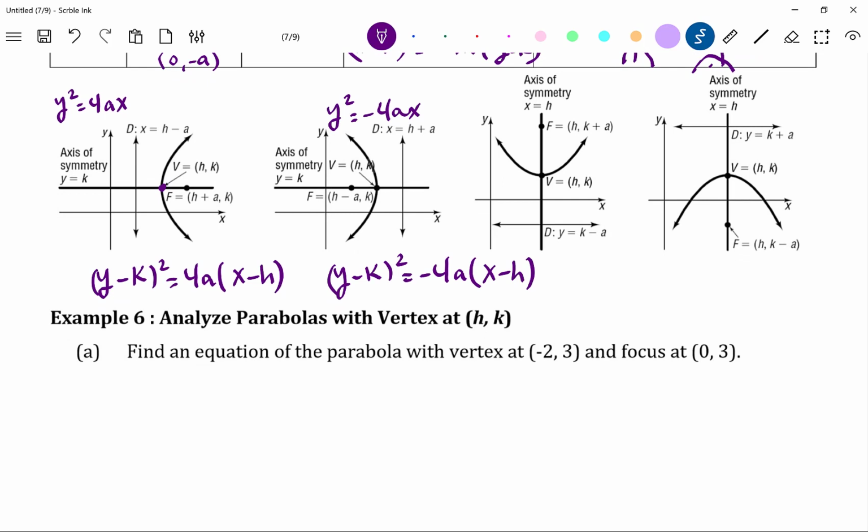And the last two cases would be a parabola opening up, so I'm going to have (x minus h) squared is 4a (y minus k). And if the parabola is open downwards, I'm going to have (x minus h) squared is negative 4a (y minus k).